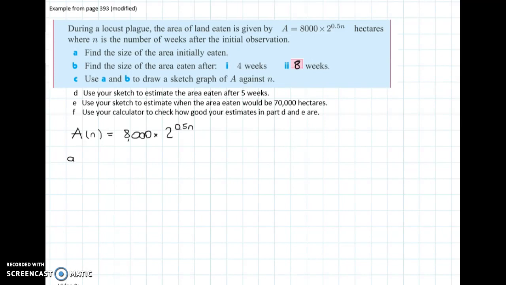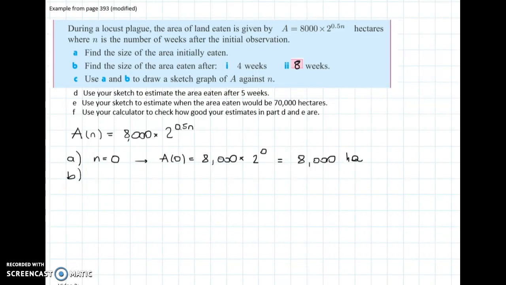For the first part of the question, we are asked to find the size of the area initially eaten. If it's the initial, then that means that n is equal to 0. So we are talking about 0 weeks, the moment of the initial observation of the plague. When n is equal to 0, we have 8,000 multiplying 2 to the power of 0, because we are multiplying 0.5 times 0. So we just have 8,000 multiplied by 1, so 8,000. So 8,000 hectares is the initial area for part A.